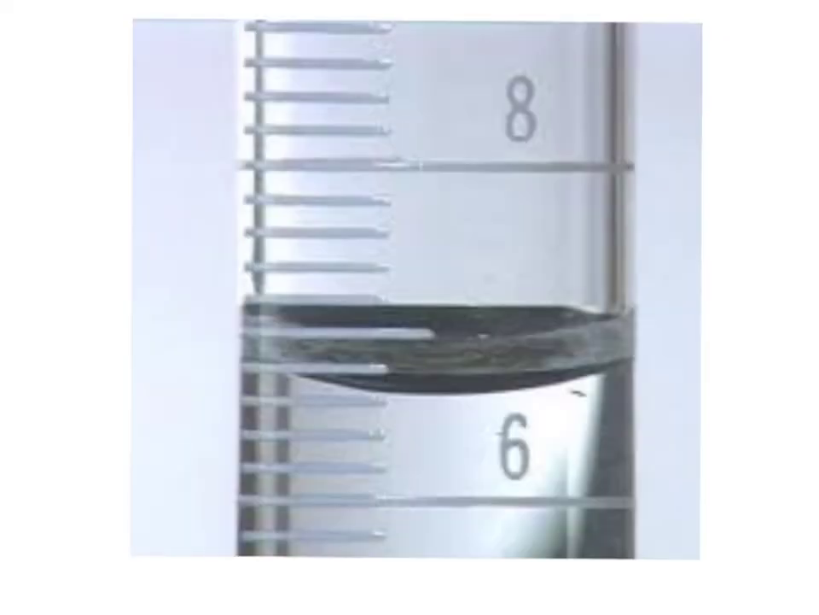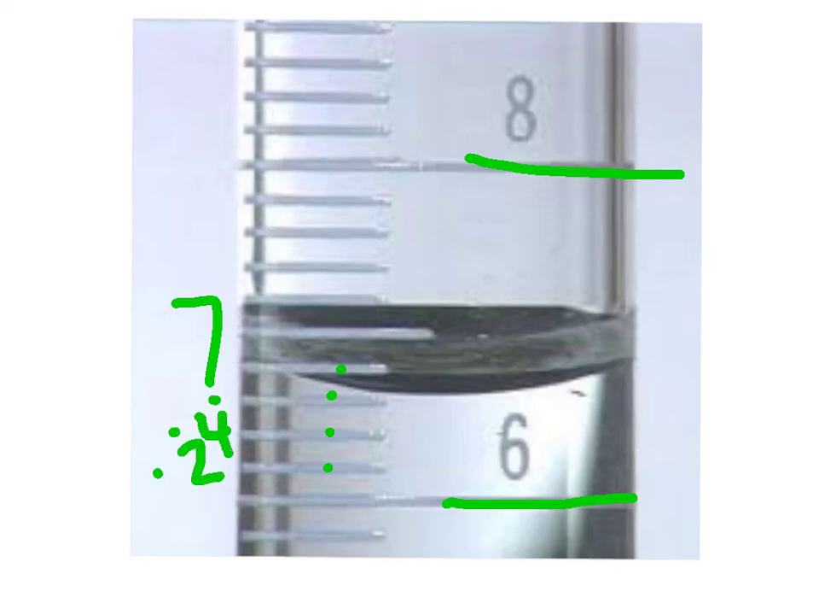One more graduated cylinder to look at before we get to your practice problems. So you can see that as far as our lines, we've got our 6 right here and our 8 right there. So that means that this one right here is 7. Then we've got 1, 2, 3, 4 lines in between the 6 and the 7. So each one of these is 2/10. Okay? That's how these are going to go.